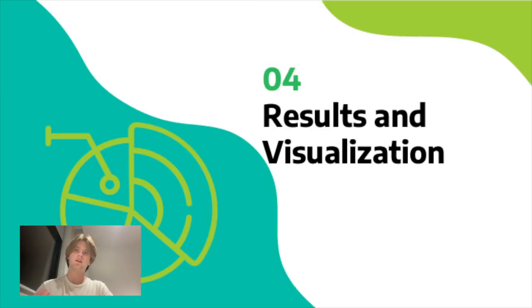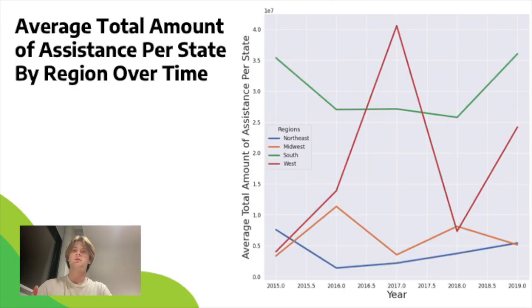And now let's move on to results and visualization. As a start, we hope to pinpoint specific regions we can look back into for renewable energy assistance. We did this by graphing the average amount of assistance per state over time for each region within the United States. By looking at this graph, we can see states in the South and West have the highest total amount of assistance per state. This is a promising start, but we need to dig deeper into the data to pinpoint the exact states that may have the highest total amount of assistance.